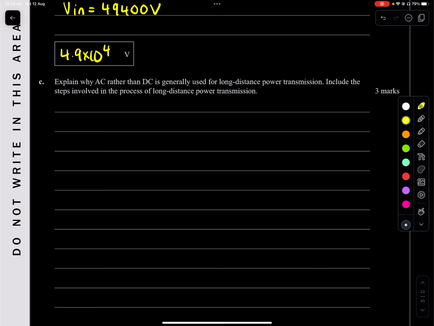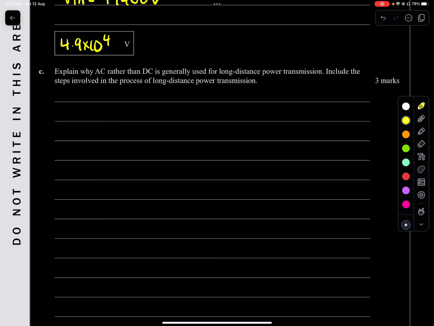Explain why AC rather than DC is generally used for long-distance power transmission. Include the steps involved in the process of long-distance power transmission. Okay, this is such a recurrent question. This is a common exam question, and I would suggest for most students to put a sample answer like this.